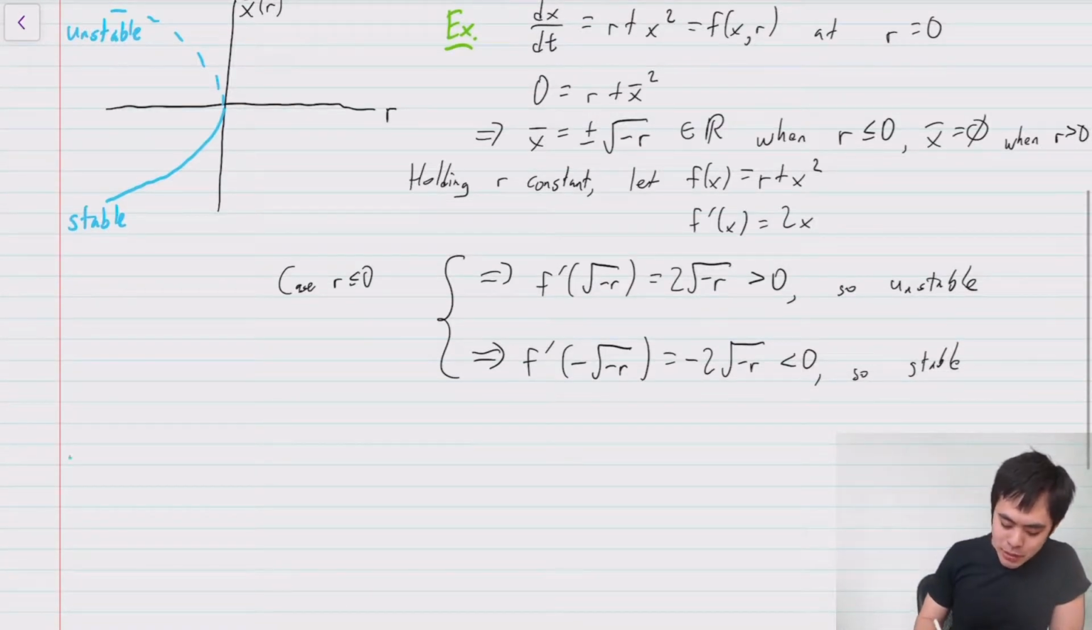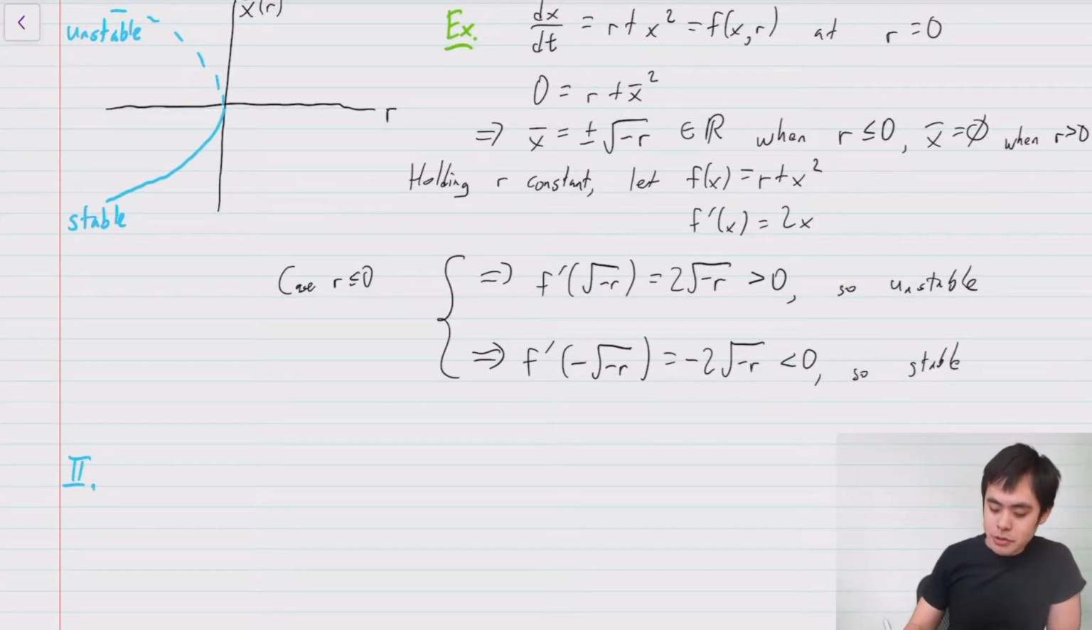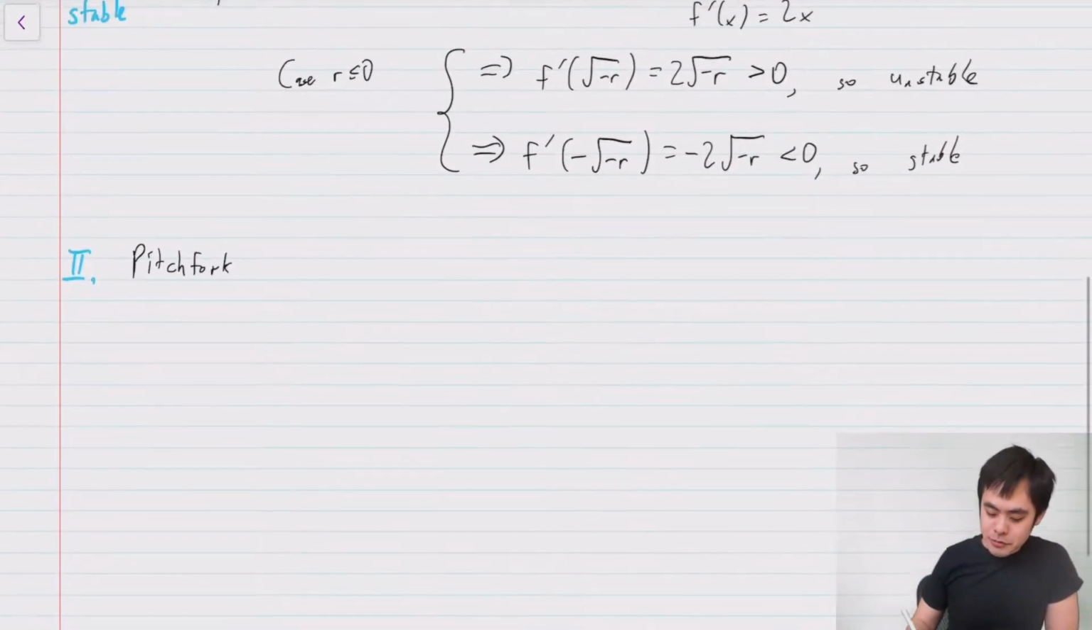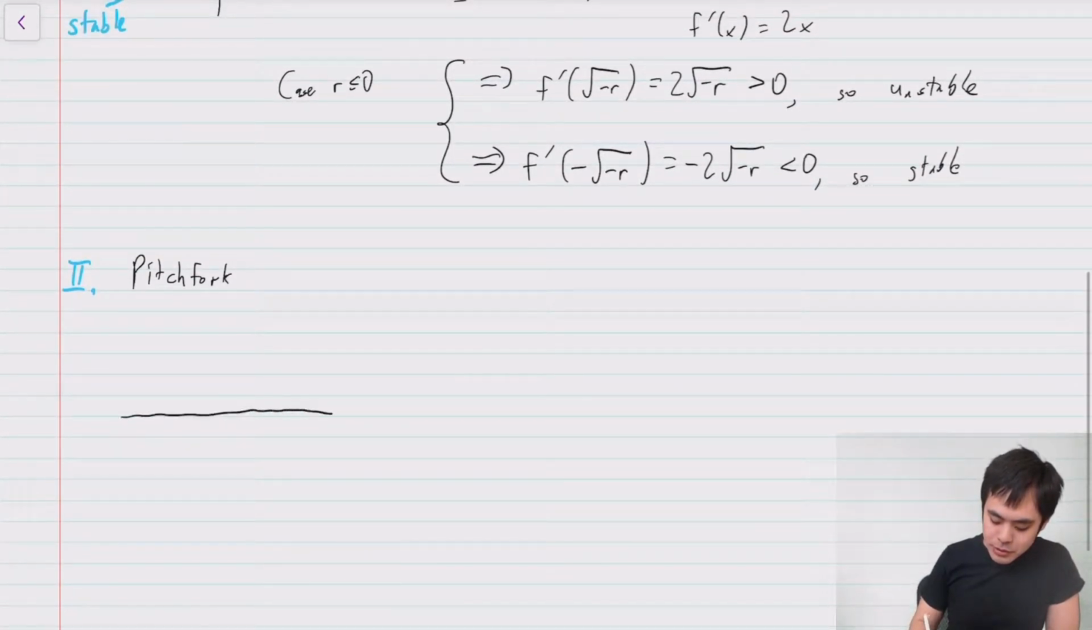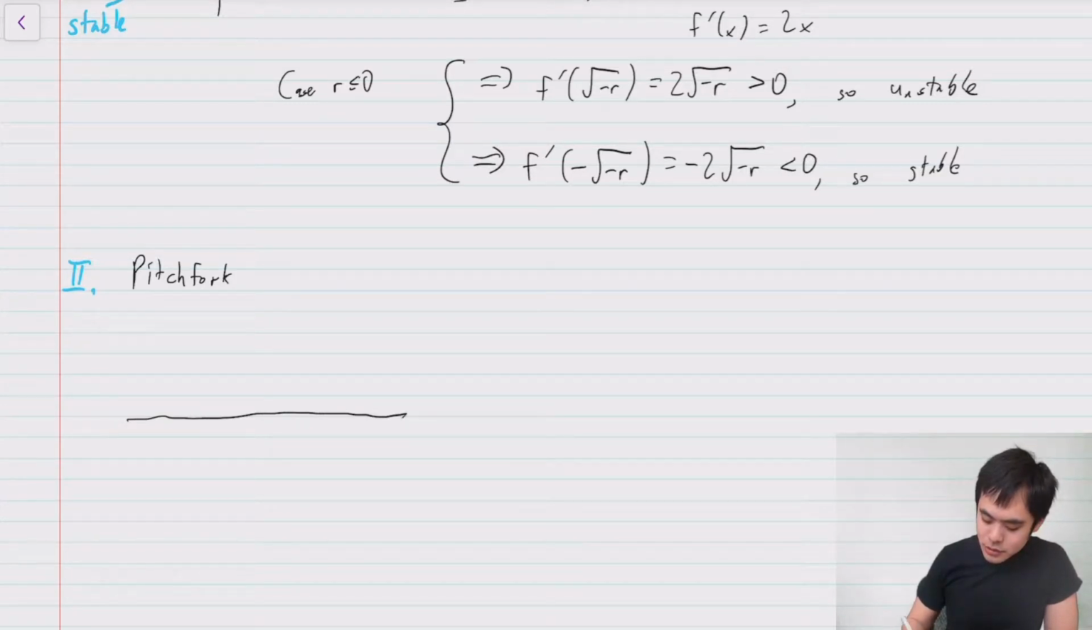Okay, so that was one of the bifurcations that we saw with the difference equations. Let's do the second one. So we also had pitchfork bifurcations. We had two different types of these. One of them is the supercritical ones, and the other is the subcritical ones. Just a moment, let me draw a straight line.